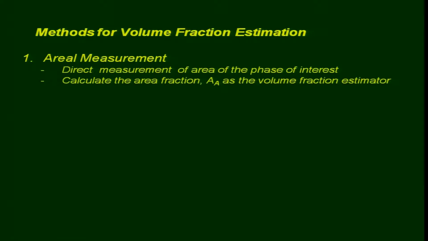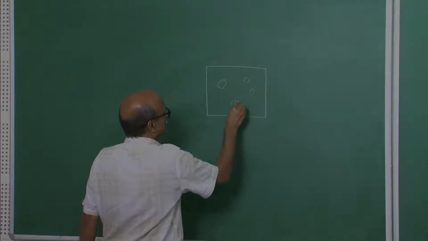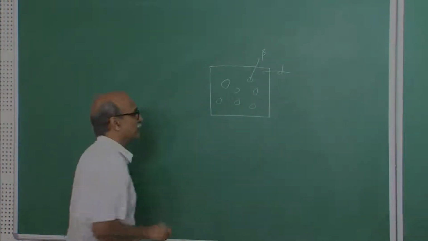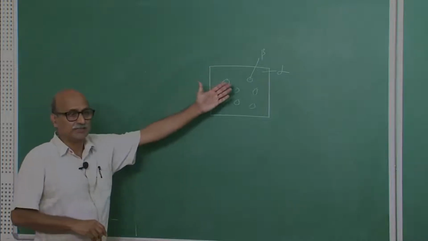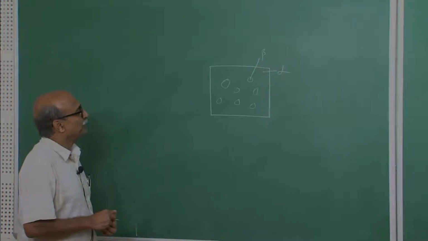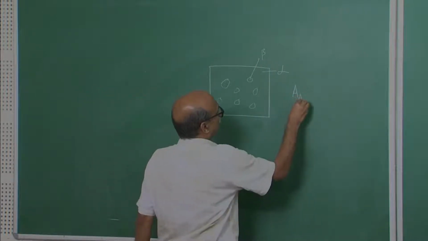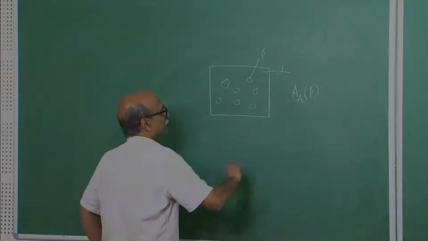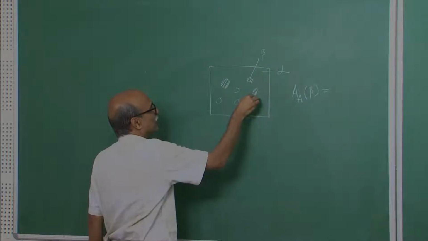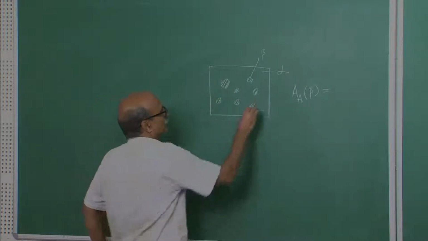I have a two-dimensional image which consists of some second phase particles. So, this could be an alpha phase and this is a beta phase that is precipitating, and I want to measure the volume fraction of the beta particles. So, what I do is measure its area fraction. So, area fraction of beta, and what is the area fraction of beta? Well, I have to measure the area of these cross sections, the individual cross sections in the given area of the microstructure.